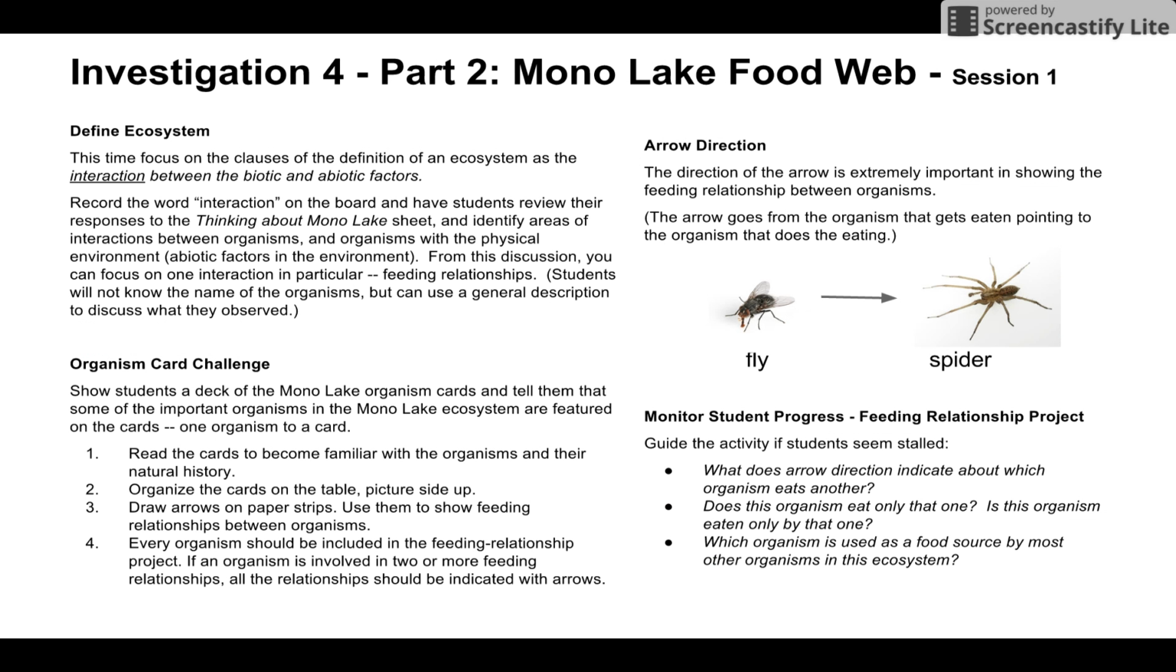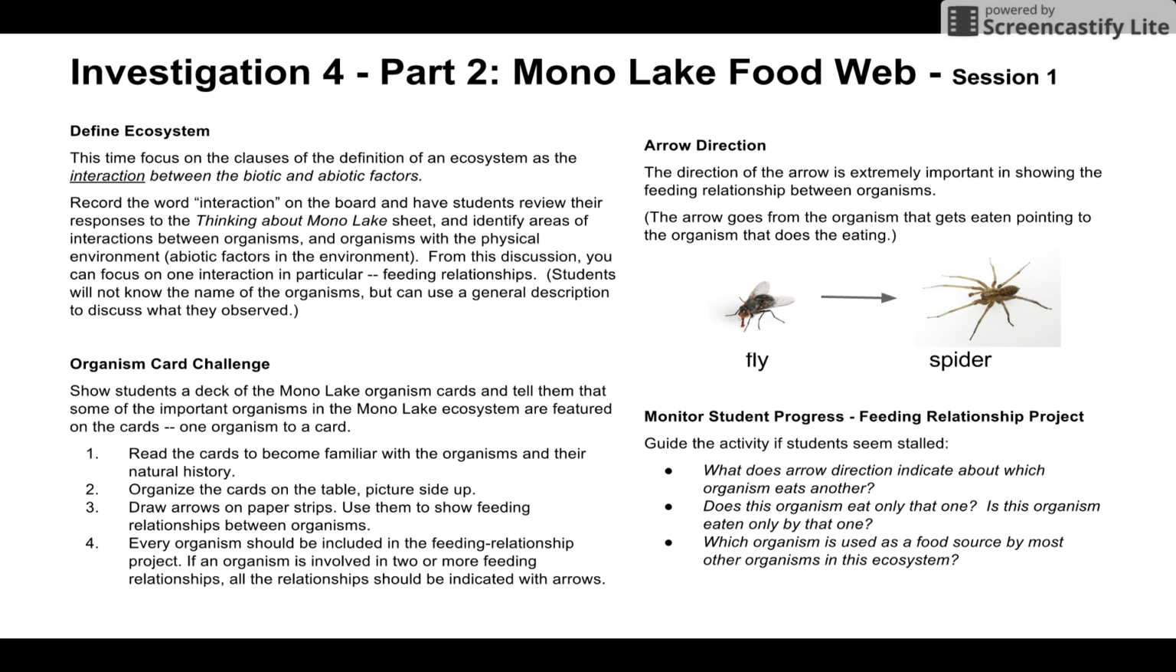Part 2, Mono Lake Food Web, Session 1. Again, define ecosystem. This time, focus on the clauses of the definition of an ecosystem as the interaction between the biotic and abiotic factors. Record the word interaction on the board and have students review their responses to the Thinking About Mono Lake sheet, and identify areas of interactions between organisms and organisms with the physical environment. From this discussion, you can focus on one interaction in particular, feeding relationships.